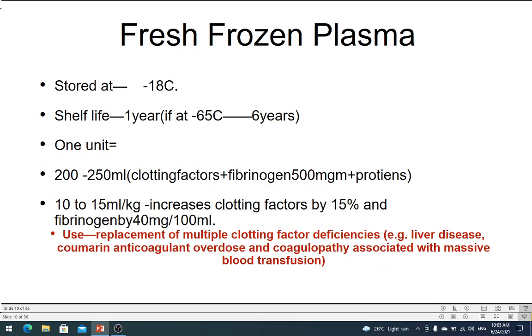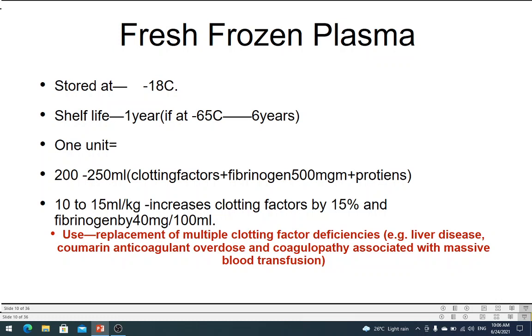Then we come to fresh frozen plasma. I told you fresh frozen plasma is obtained after removing the platelets from the plasma. You remove the RBCs and the platelets, then you get fresh frozen plasma. You also have what is called platelet-rich plasma, where only the RBCs have been removed. Everything that is remaining after removing the RBCs is called platelet-rich plasma. Now this platelet-rich plasma, you centrifuge it and remove the platelets, then it's called plasma, then it is frozen, so you call it fresh frozen plasma.